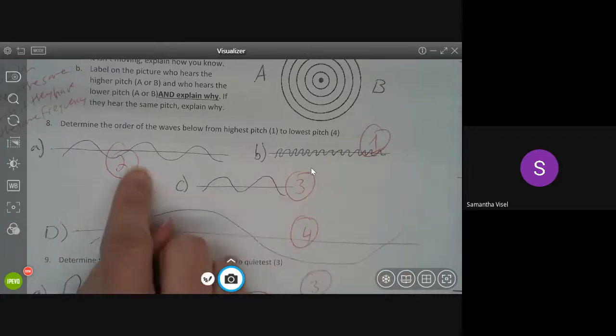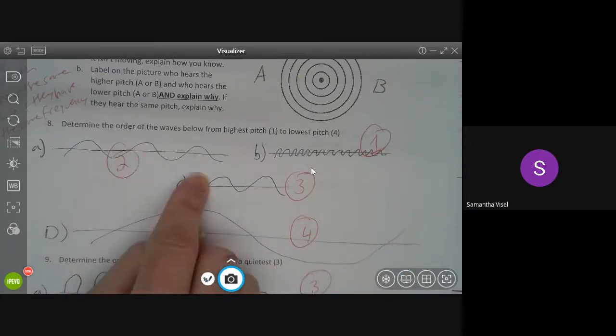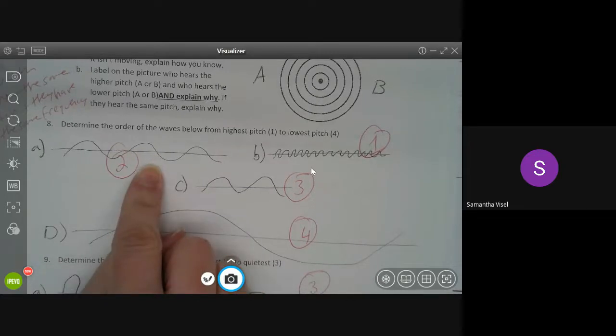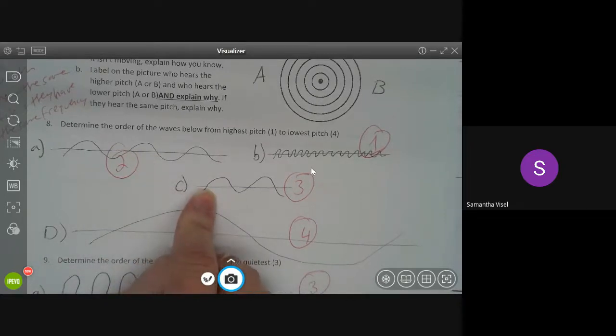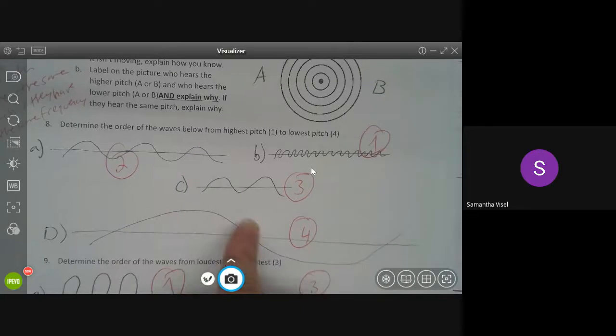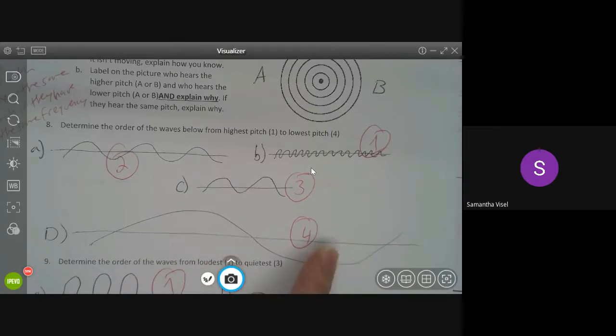And then our next one here, this wave has a higher frequency than this one. So this would be number 2. This one is higher than this one. So this one would be 3. And then here I pretty much just have one single wavelength in a second's worth of time. So this would be my lowest frequency wave, or in turn my lowest pitched wave.